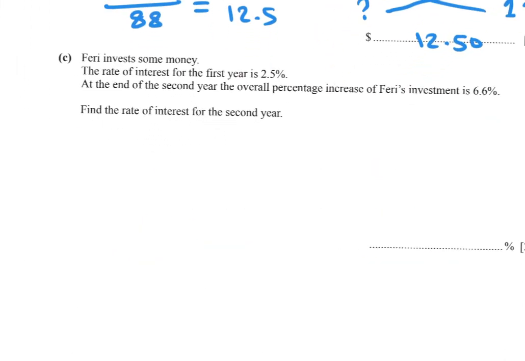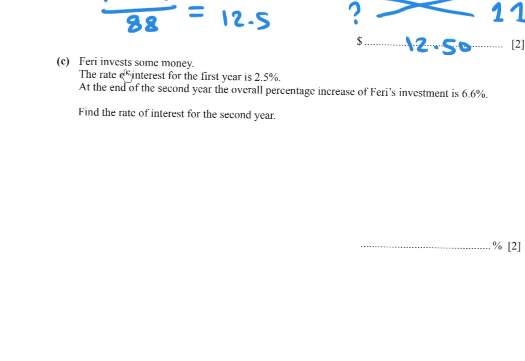$12.50. Now part (c). Ferry invests some money. The rate of interest for the first year is 2.5%. At the end of the second year, the overall percentage increase of Ferry's investment is 6.6%. Find the rate of interest for the second year. So for the first year, the interest is 2.5%. We don't have the initial amount of money.